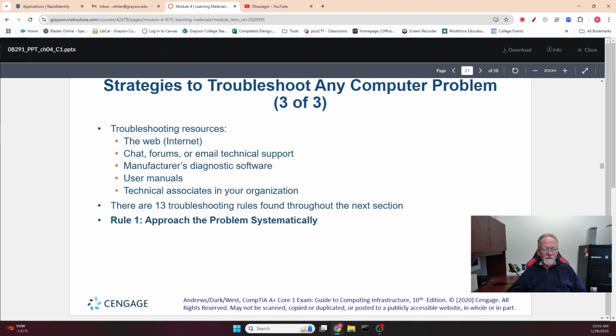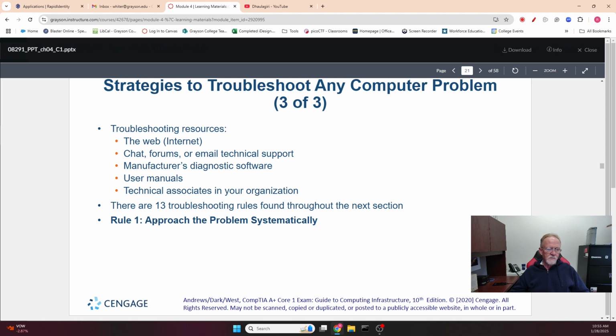If you're a manufacturer's preferred technician, like if you work for Dell specifically, or you work for Compaq, or you work for Acer or whatever, then you'll have access to diagnostic software. If not, then you probably won't. User manuals, same thing. If you're a manufacturer preferred technician, you'll have access to the manuals. Technical associates in your organization, there's always somebody that has an answer. Ask people.